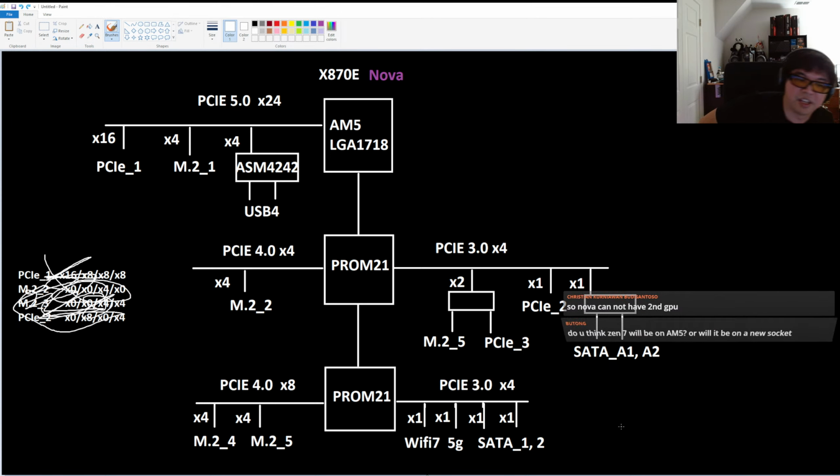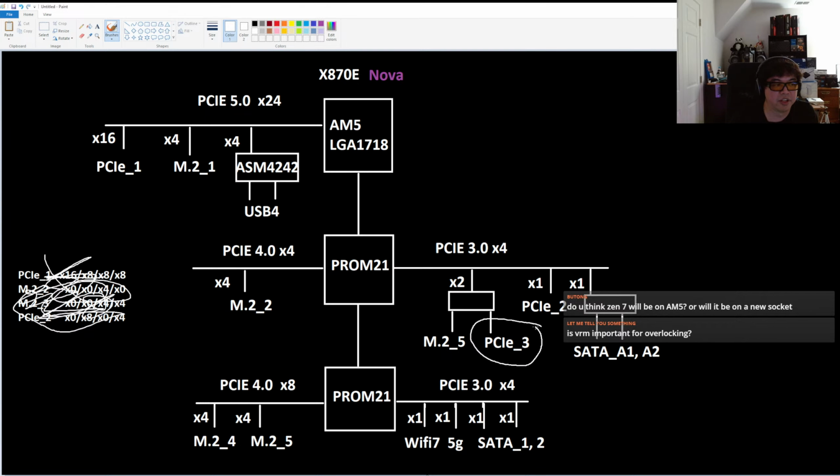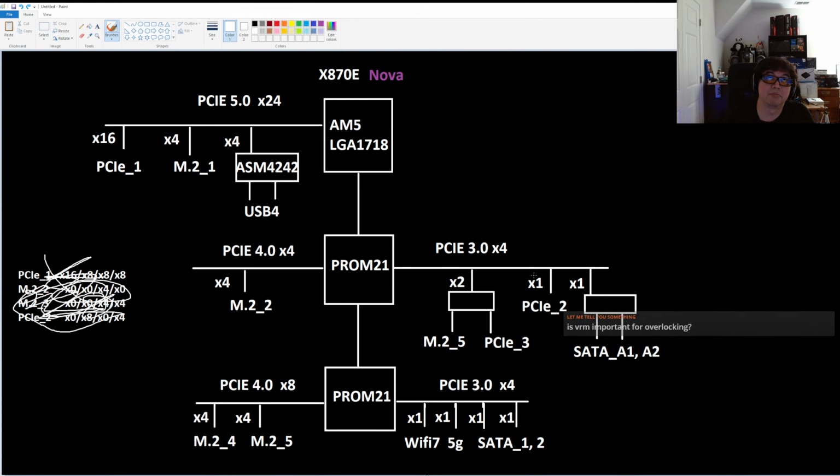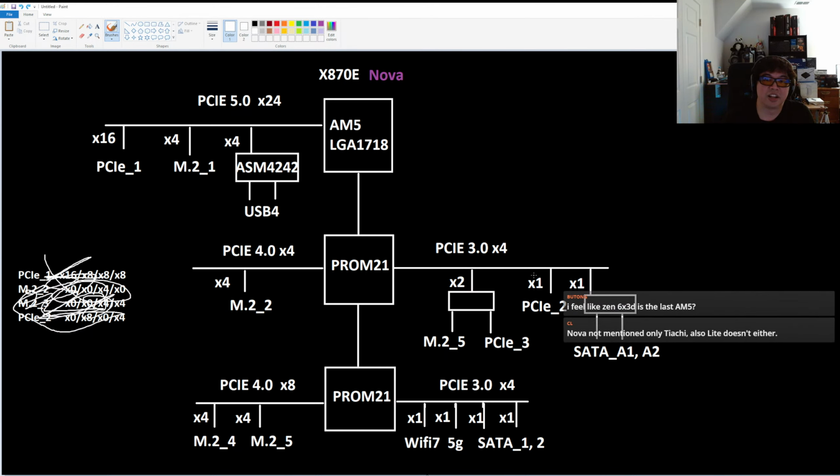No, I wouldn't say that. The Nova can have a second GPU, but it's not practical. You could plug the second GPU down here. Now, it's only going to have 2 lanes of Gen 3, so it's going to be severely bandwidth limited, but technically you could plug in a second GPU. But if you're asking about multiple graphics cards, this is not going to be the motherboard for that solution.